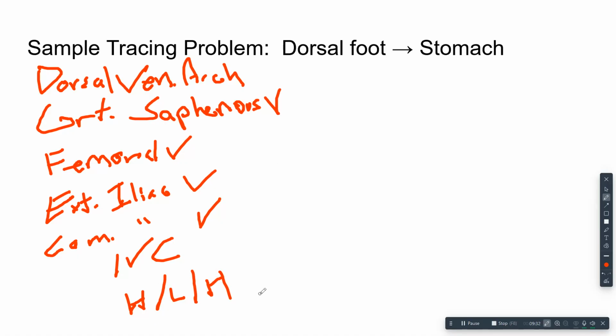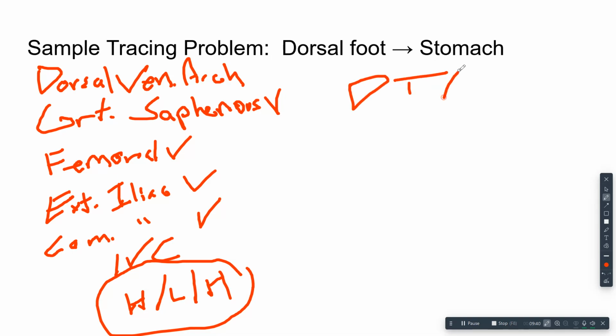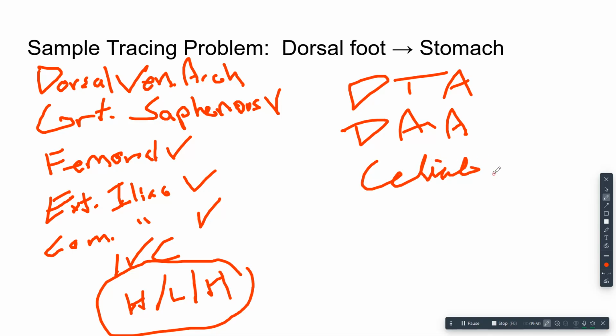And then if we're coming off the aortic arch, which was the last thing in the heart, lungs, heart, and we're going down to the stomach, we're going to take our descending thoracic aorta. Then we take our descending abdominal aorta. Then we take our celiac artery. Then we take our left gastric artery. And that is going to put us at the stomach.